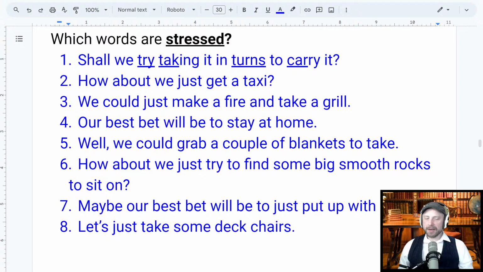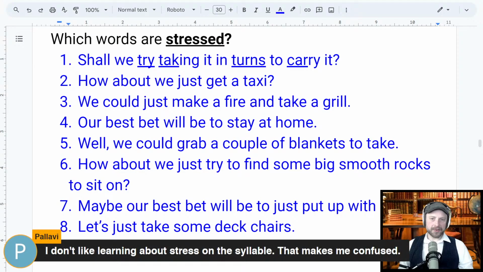Well, what we're focusing on here, Pallavi, is not so much the syllable stress, but the word stress in the sentence. So we're thinking, which are the important words in a sentence so we can get the rhythm of the language? Should we try taking it in turns to carry it?